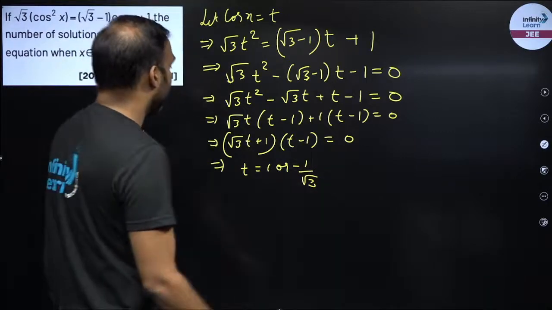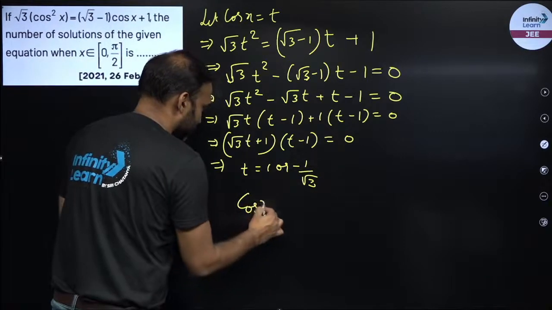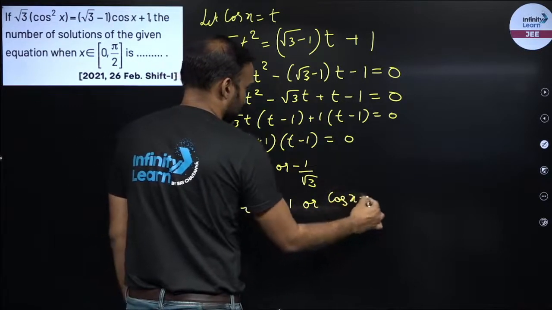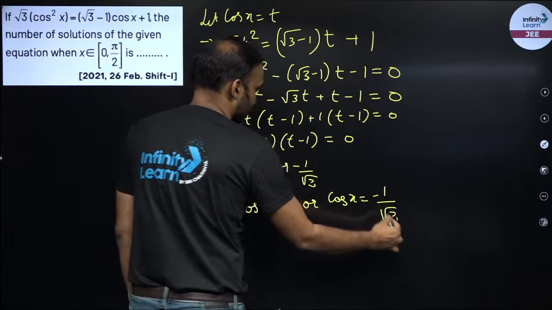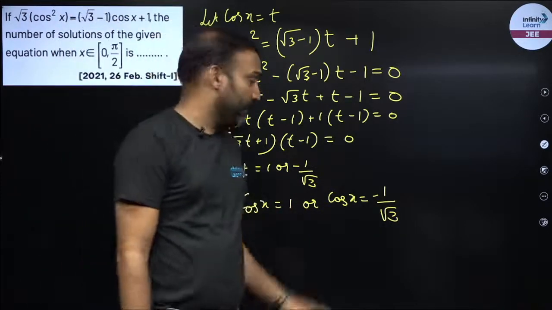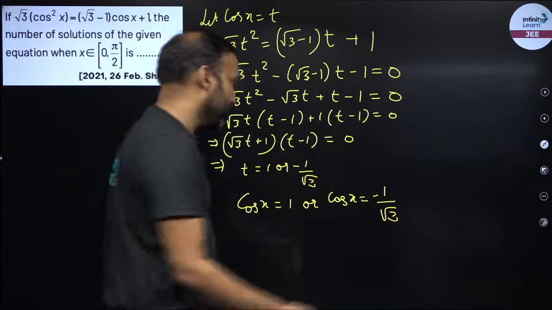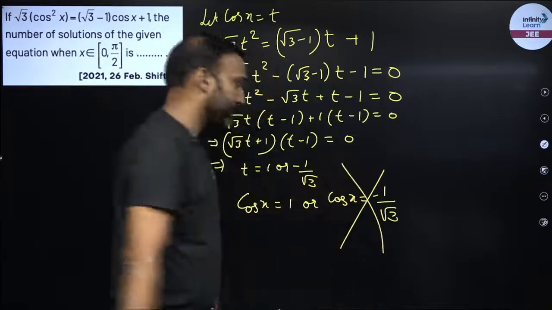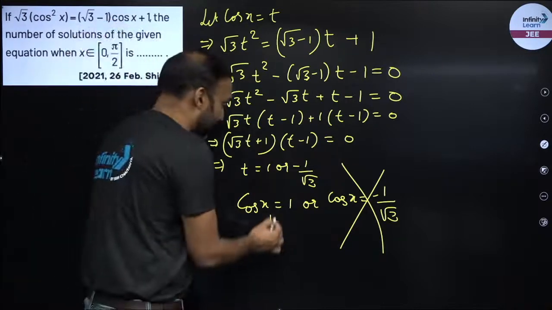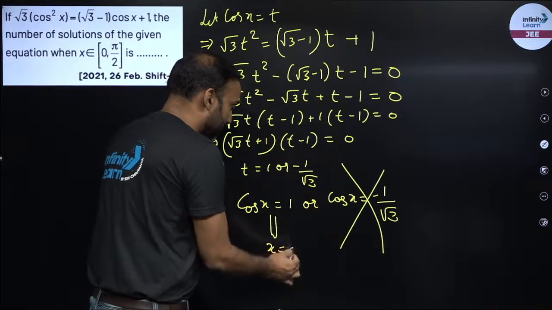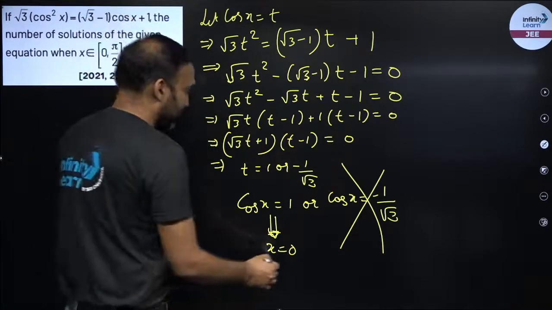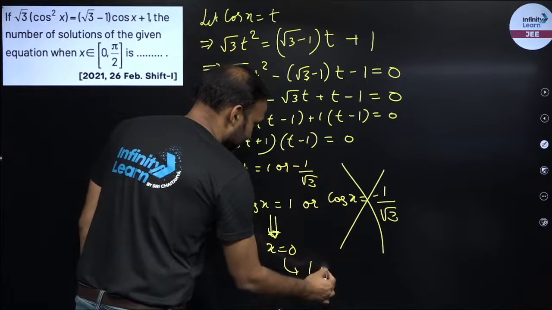What is t? t is cos x. Right? So x is between 0 to pi by 2. Can cos x be negative? No, because in the first quadrant cos x can never be negative. Cos x is equal to 1, yes, it can happen, but at x is equal to 0 only. Do we have equality at x is equal to 0? Yes. So I have one solution.